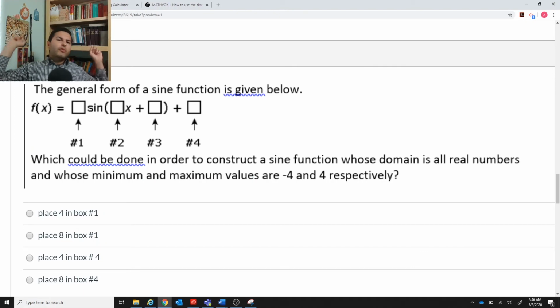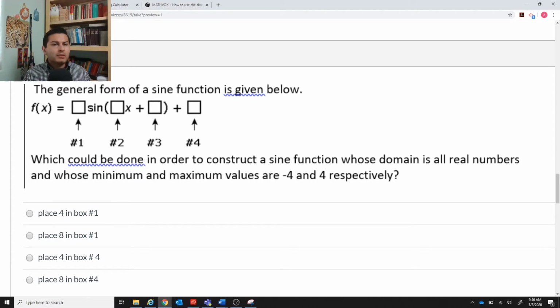The general form of a sine function is given below. So that's going to be f of x, or that function of x, is going to equal blank sine something x plus something else. Which could be done in order to construct a sine function whose domain is all real numbers and whose minimum and maximum values are -4 and 4 respectively.